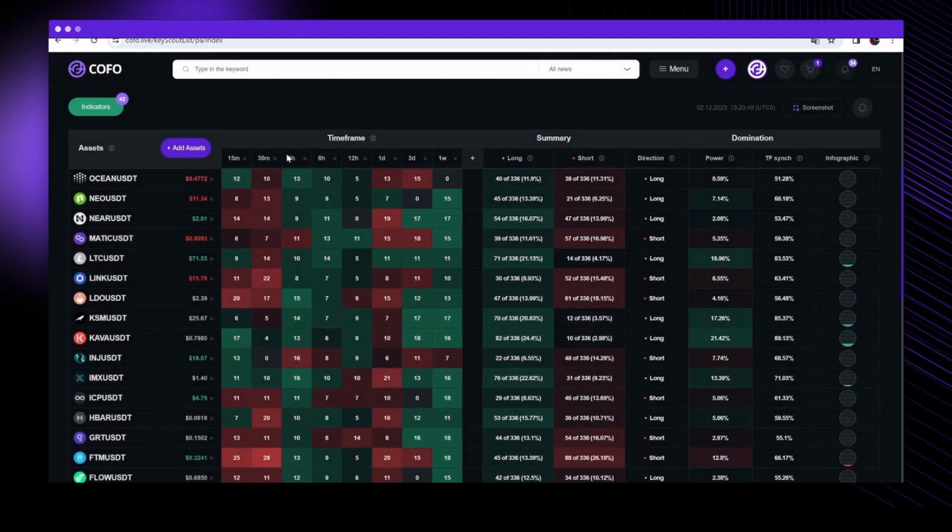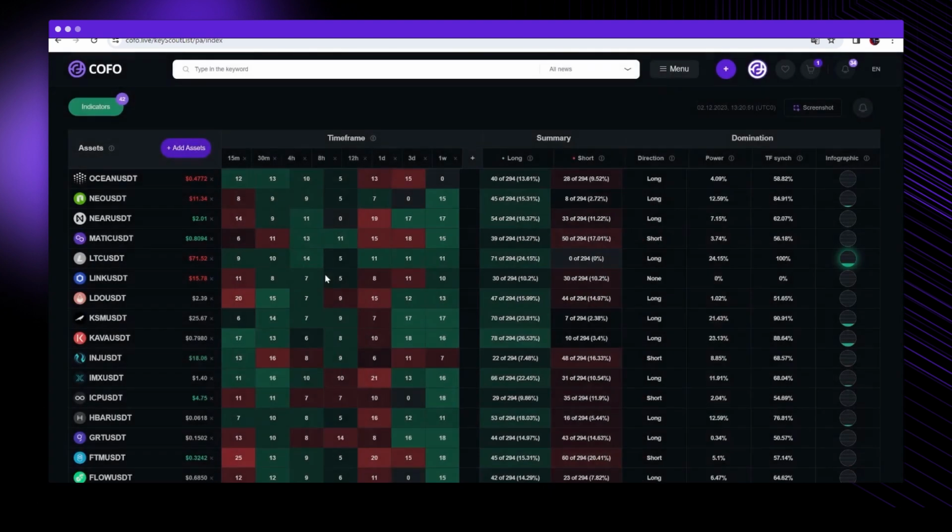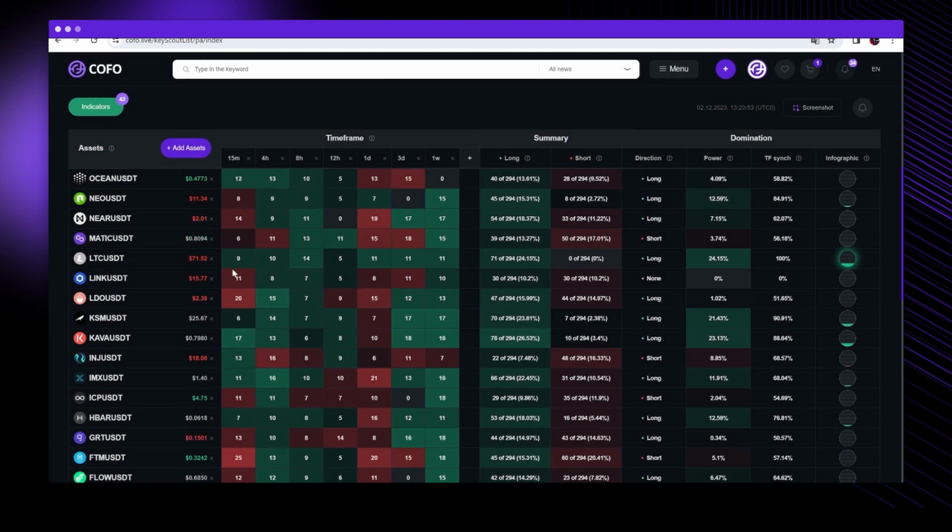But if we want to work from a risk assessment perspective, because the asset allows the trader to orient themselves faster, we see that in this setting on the 15-minute, 4-hour, 8-hour, 12-hour, 1-day, 3-day, and weekly time frames, we see 71 long signals out of a possible 294, 0 short signals, and a 24% possibility of going long.